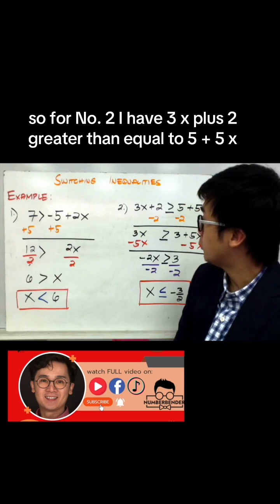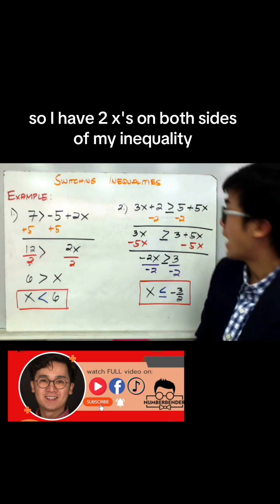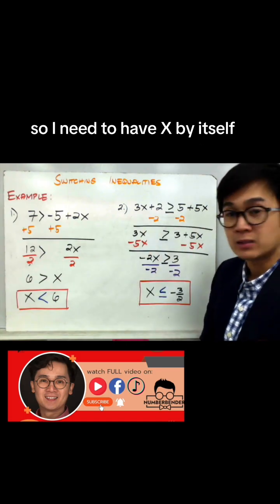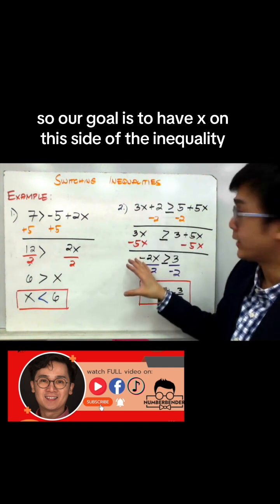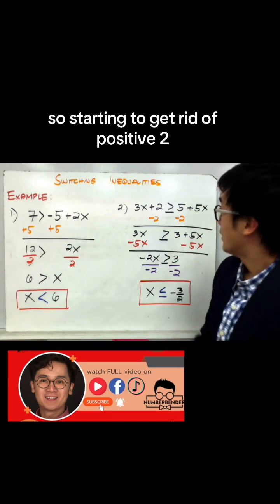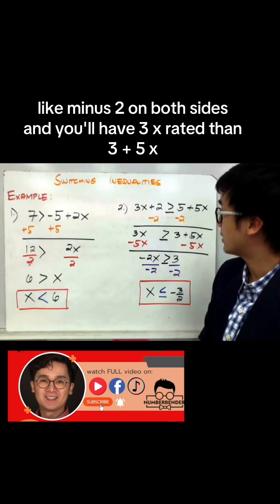For number 2, I have 3x plus 2 greater than or equal to 5 plus 5x. So I have x's on both sides of my inequality, and I need to have x by itself. Our goal is to have x on this side of the inequality and all our numbers on the right side of the inequality. Starting to get rid of positive 2, subtract 2 on both sides.